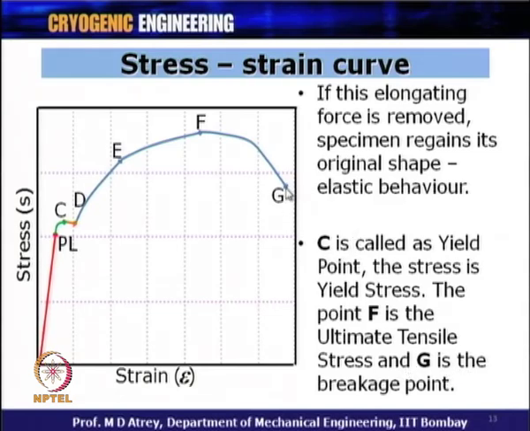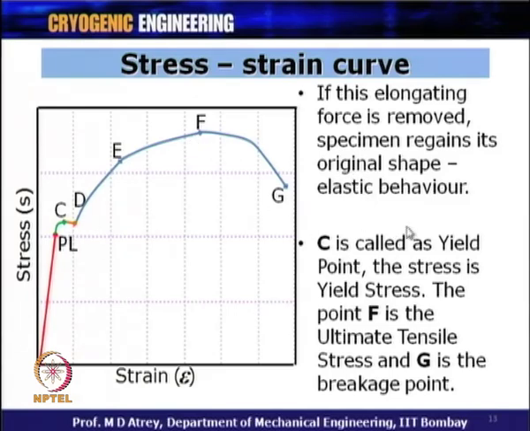In principle, the force at point G will actually be more than that of point F, but as you go beyond this point, the area of cross section goes on decreasing, and therefore, the force upon area or the stress starts coming down. However, the engineering diagram will show that G is more than F. Now, this is what we call a typical stress strain curve for any material, and what is important to note here are the two properties. One is the yield stress, and the other one is the ultimate tensile stress. We will study the behavior of these two properties at low temperature.